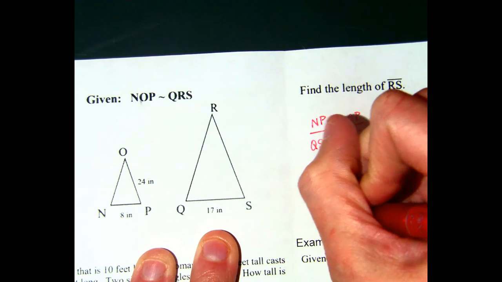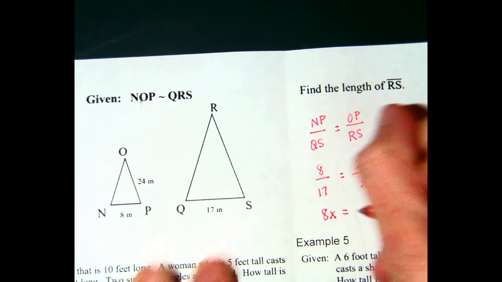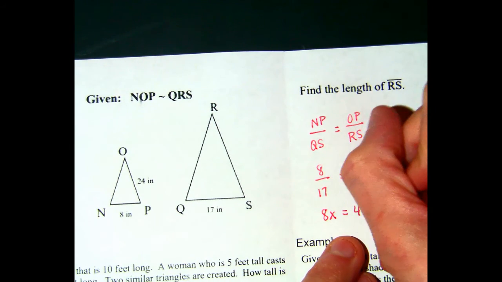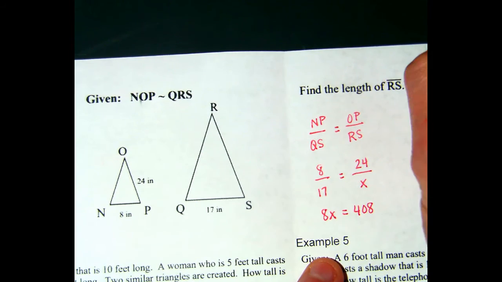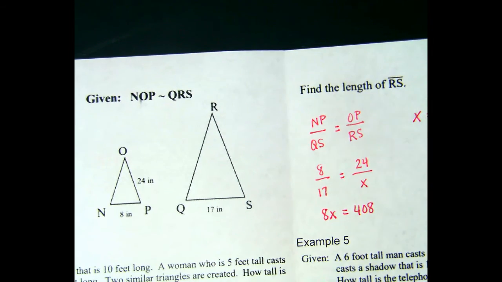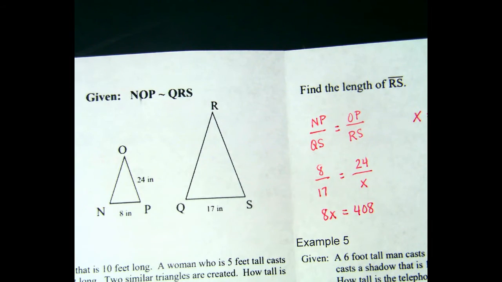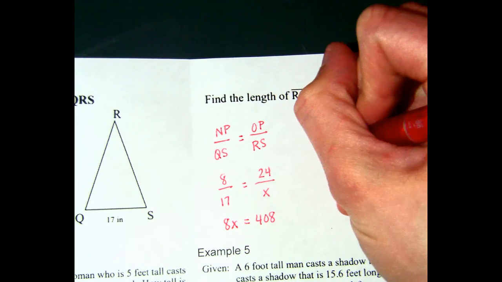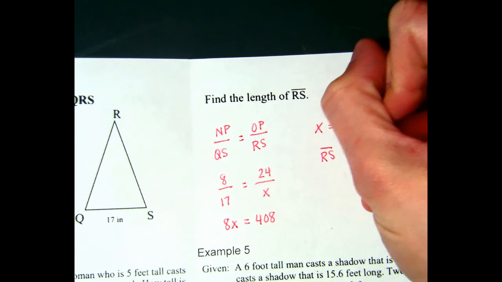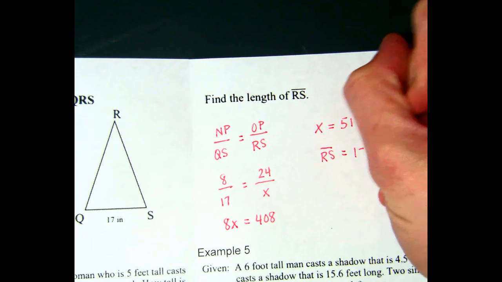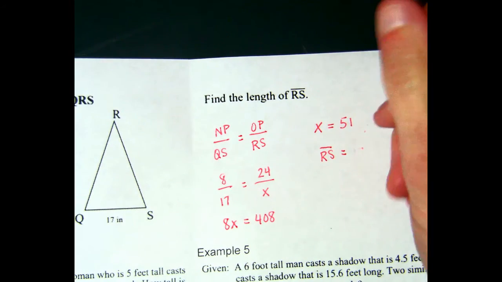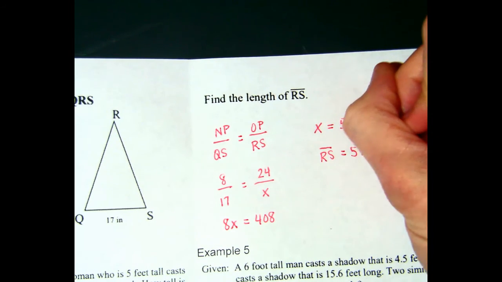Like we did a minute ago, cross multiply. 8x equals whatever 17 times 24 is. 408. And then we're going to divide by 8. That is 51. RS is 17. Just copying down QS is 51 inches.